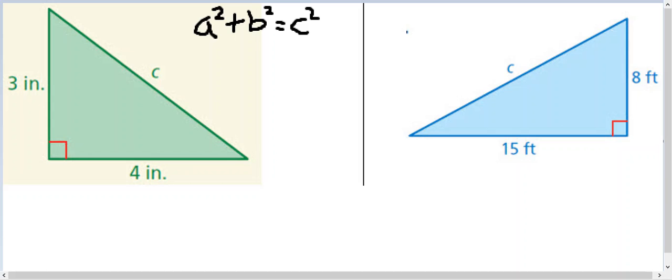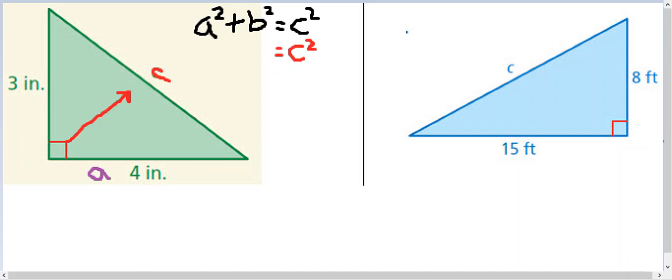Alright, so how do I solve the Pythagorean theorem? First thing I want to do is write my equation, write my theorem. A squared plus B squared equals C squared. The next thing I want to do is label my triangle. So I know the side across from the right angle is my C. And then I can plug it into the equation. I don't know what it is, so I'm just going to keep it as C squared.